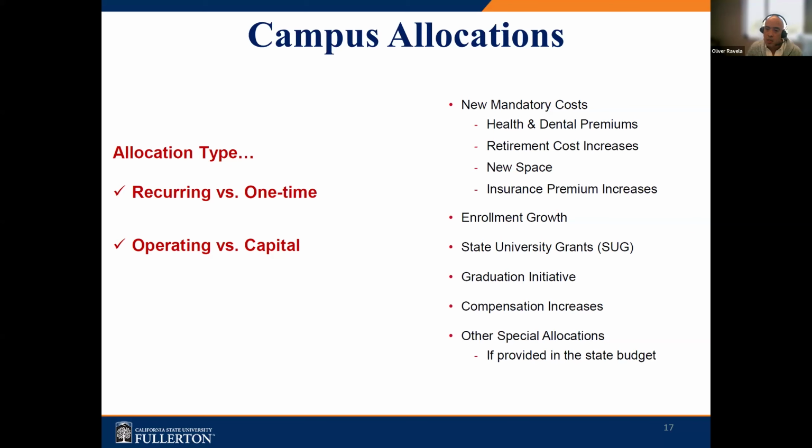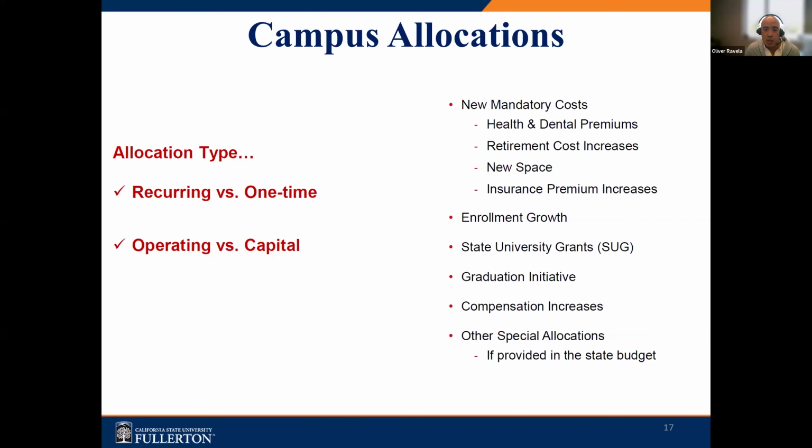Additional campus allocations include the State University Grant. I think the State University Grant program allows for the setting aside of roughly a third of tuition fee revenue to support students with need, with additional university grants to offset tuition.